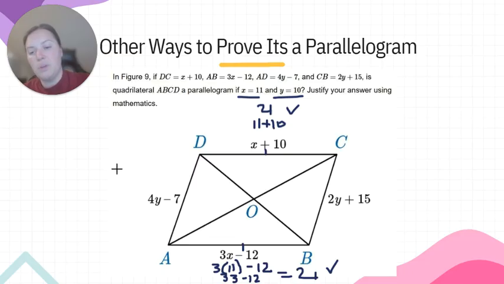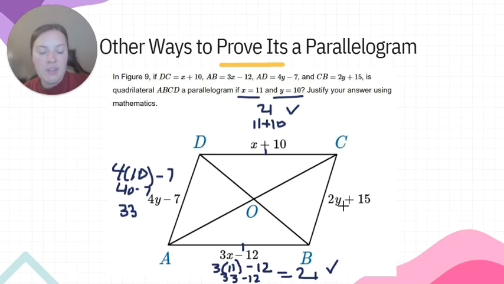We can do the same thing with the y. So we have 4 times y, where y is 10, minus 7. So this gets us 40 minus 7, which gets us 33. And then over here, we can substitute the 10 into this equation, which gets us 20 plus 15. Did I do my math wrong over here? Is it minus 7?